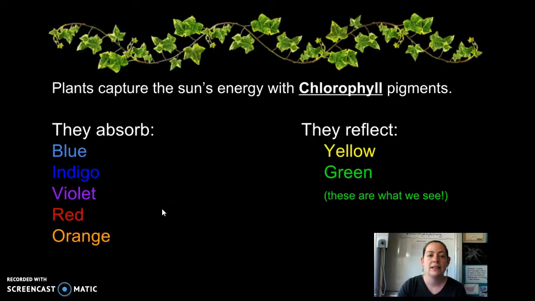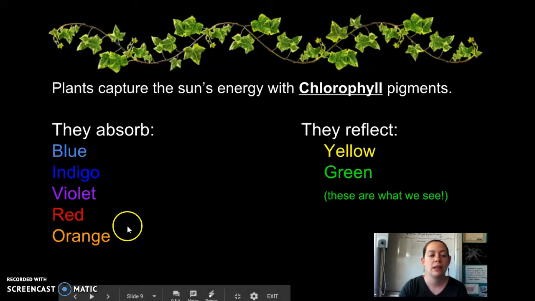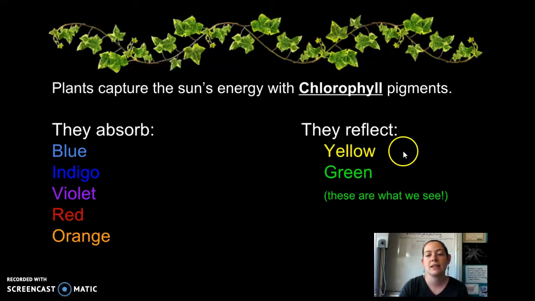Now, the pigment that is in a plant that makes it green is called chlorophyll. This is how plants capture the energy of the sun. It's with this chlorophyll pigment. So it absorbs blue, indigo, violet, red, and orange wavelengths of light. It does not absorb yellow or green light. It reflects those, and so that's what we see. We see the green and yellow, and that's why plants look green to us.